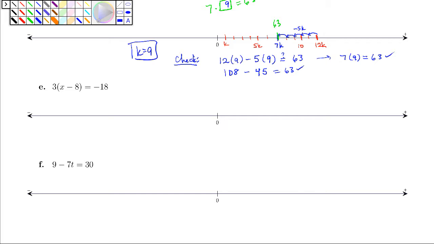And I think I actually want to build this to scale. So I'm going to do tick marks to negative 20. 1, 2, 3, 4. Negative 5. 1, 2, 3, 4. Negative 10.